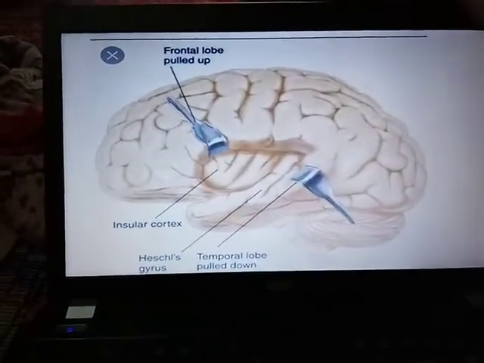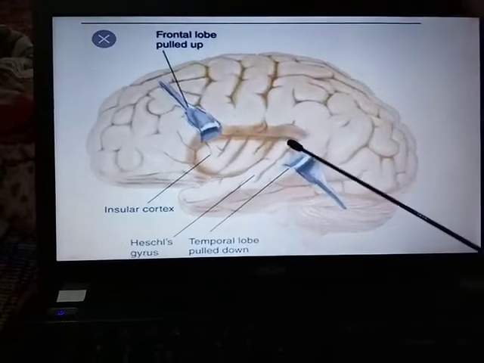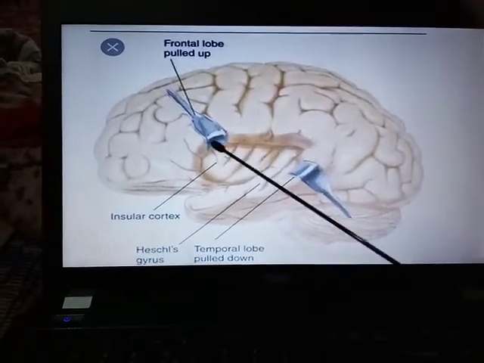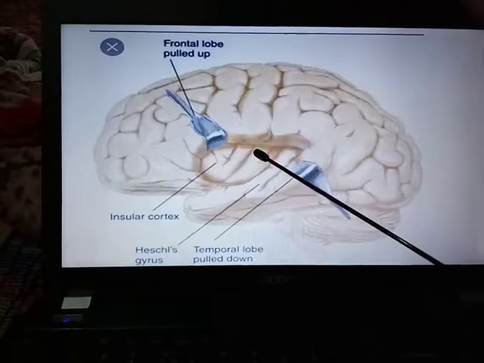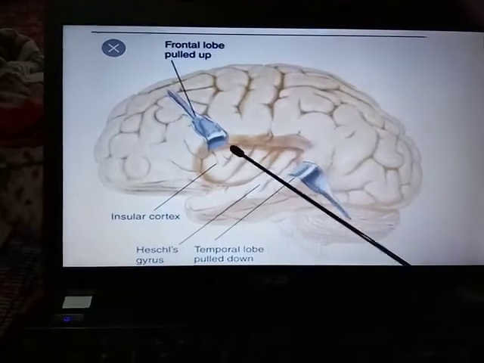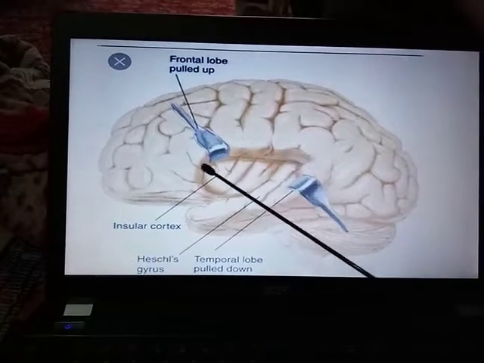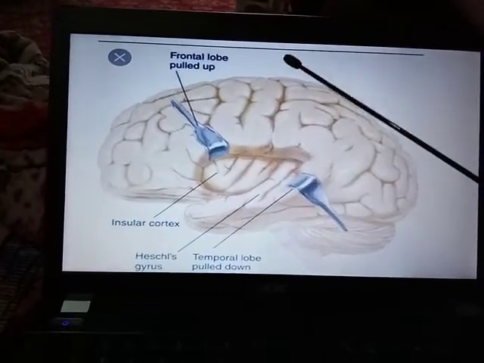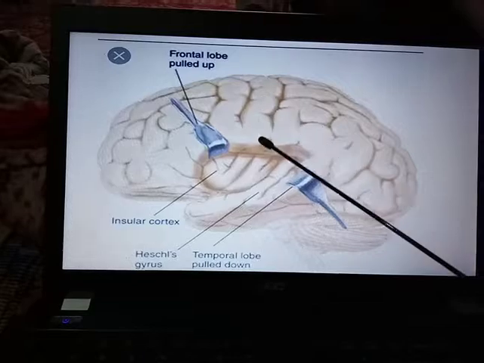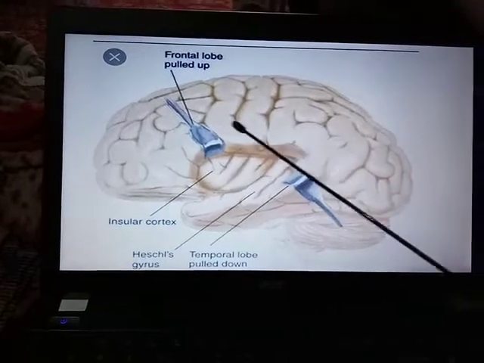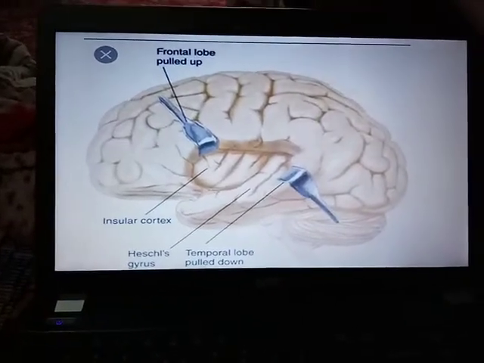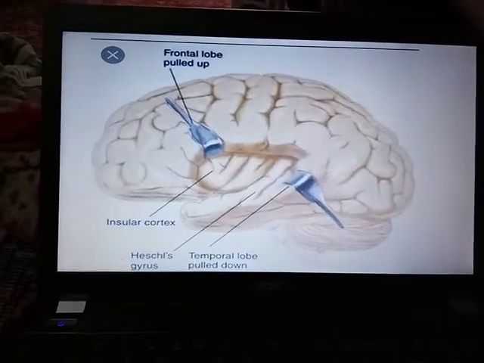Then you have one more lobe, that is the insular lobe. Insular lobe is the area just beneath the lateral sulcus, posterior limb of the lateral sulcus. It is that part of the cerebrum which during development doesn't grow at a faster pace as compared to the rest of the areas. So it is also called the hidden lobe.